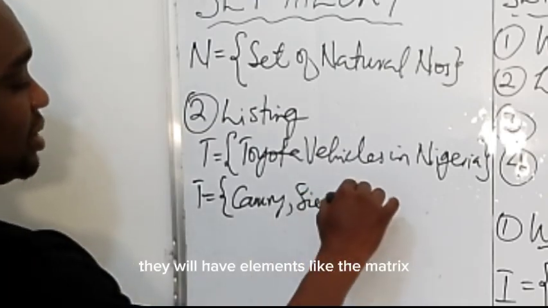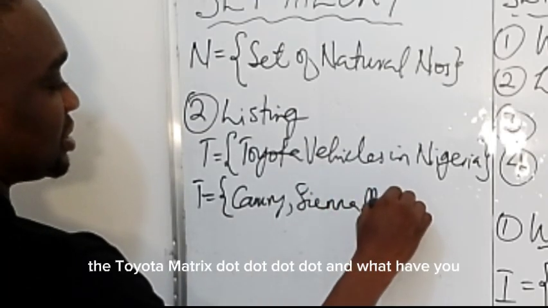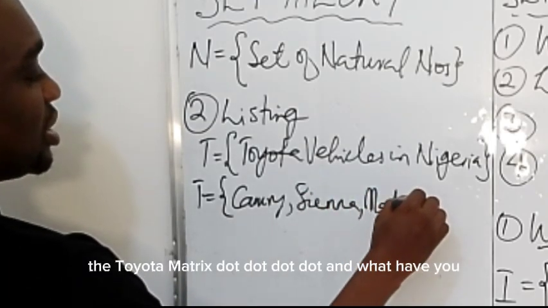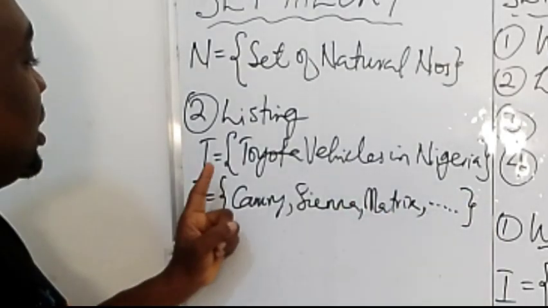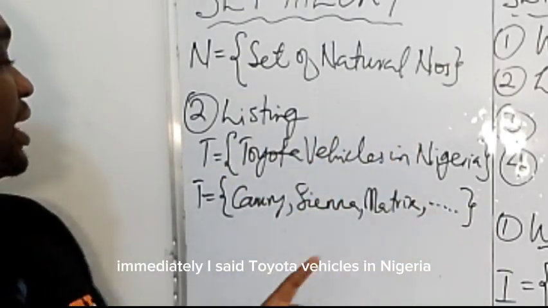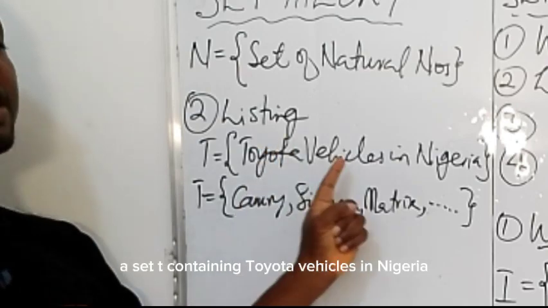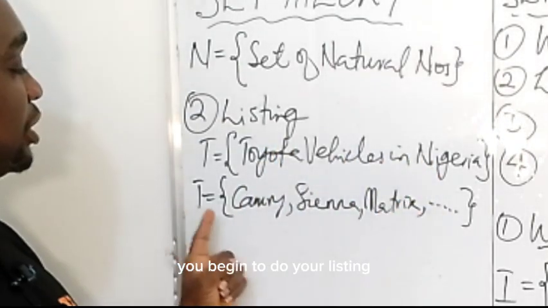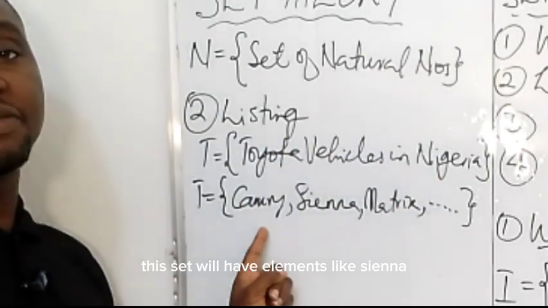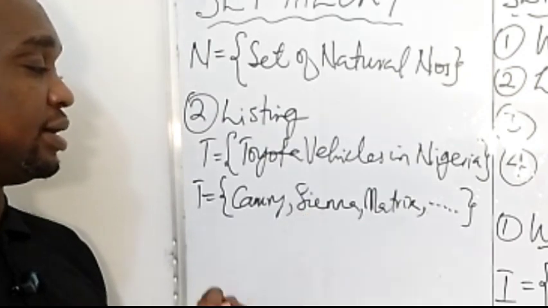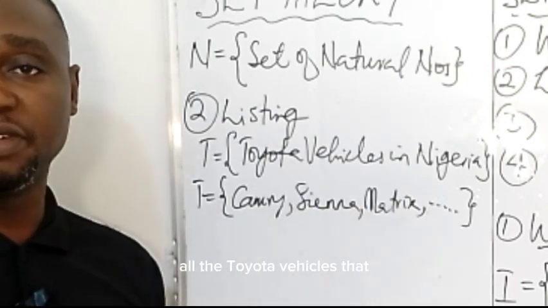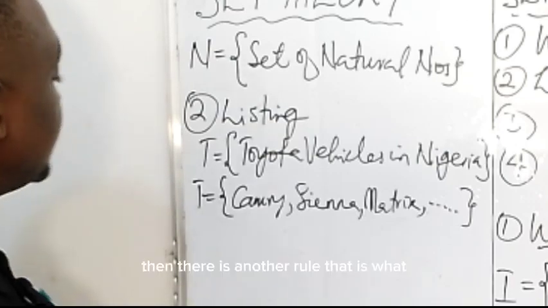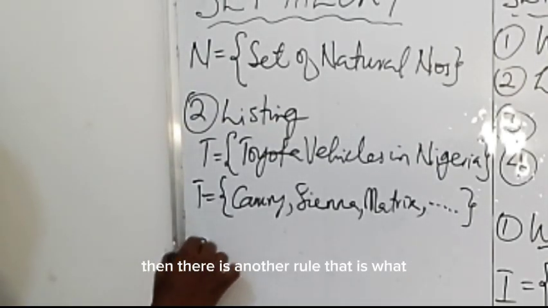They will have elements like the Matrix, the Toyota Matrix, and what have you. So immediately I said Toyota vehicles in Nigeria, a set T containing Toyota vehicles in Nigeria. You begin to do your listing. This set will have elements like Sienna, Camry, Matrix, Forerunner, all the Toyota vehicles that you know.